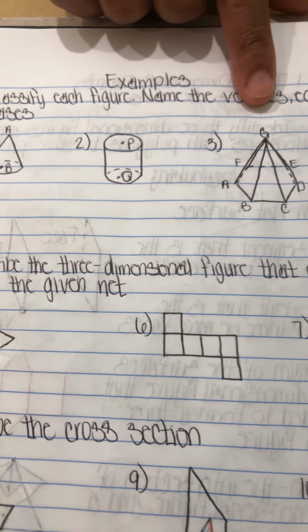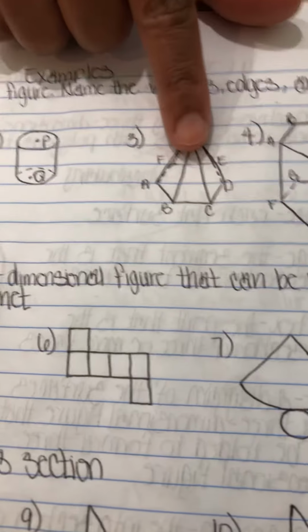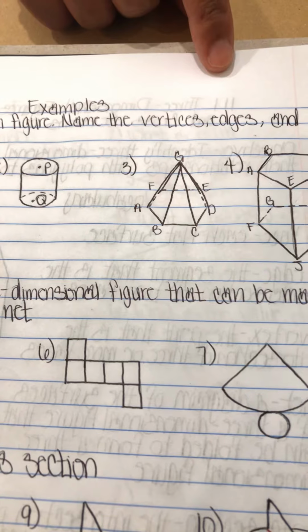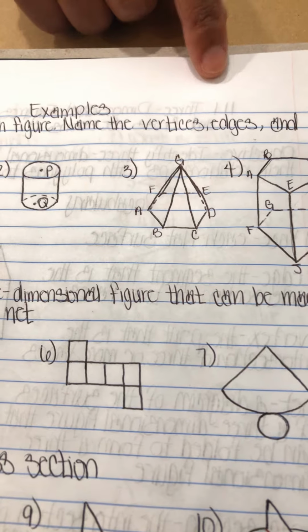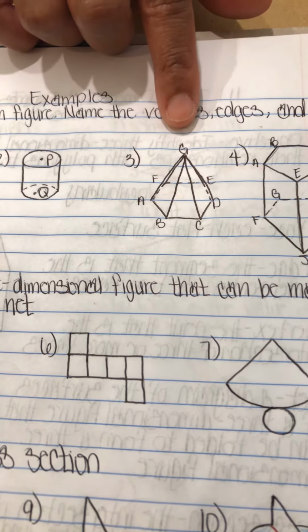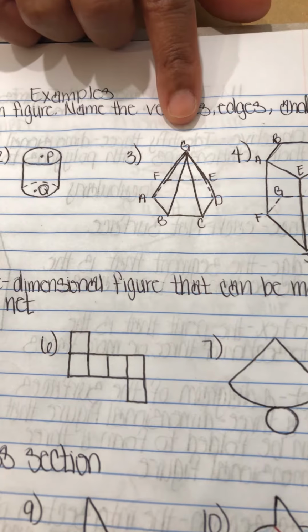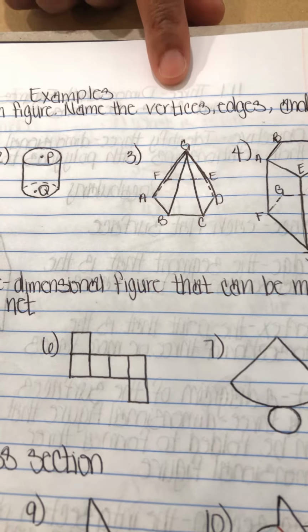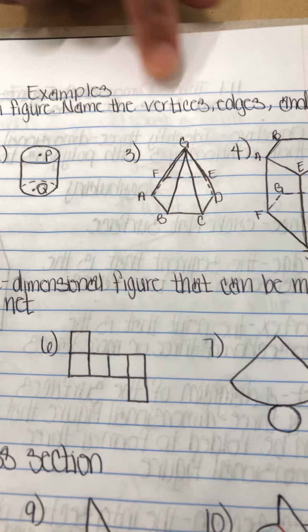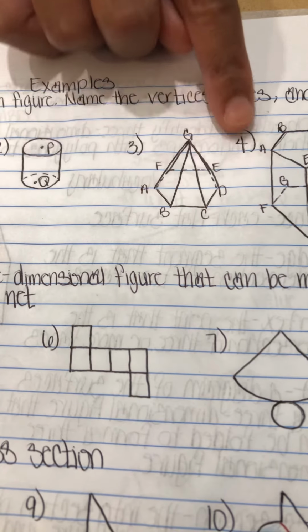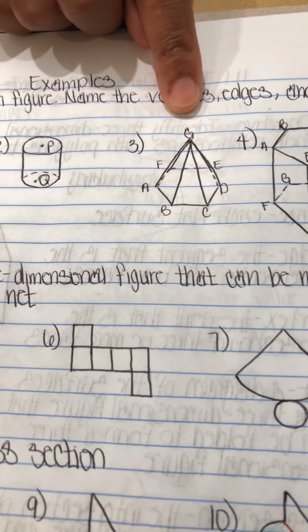For the next one, if you notice here, I have 1, 2, 3, 4, 5, 6 sides. A six-sided shape is going to be a hexagon. So this is a hexagonal pyramid. So in this particular case, my vertices would be all of the letters that I see here. So A, B, C, D, E, F, and G.